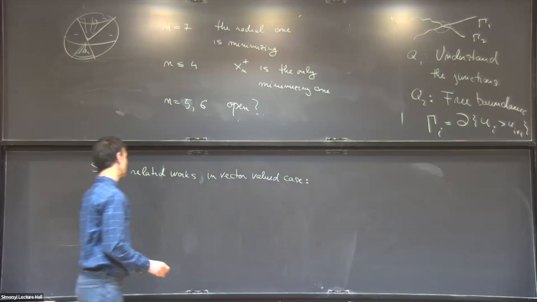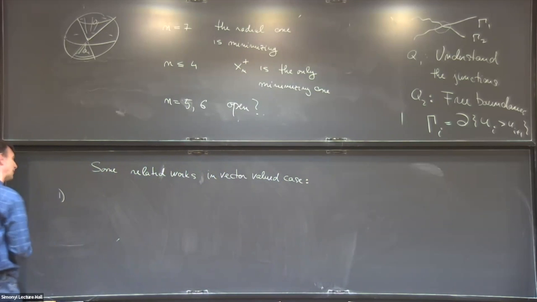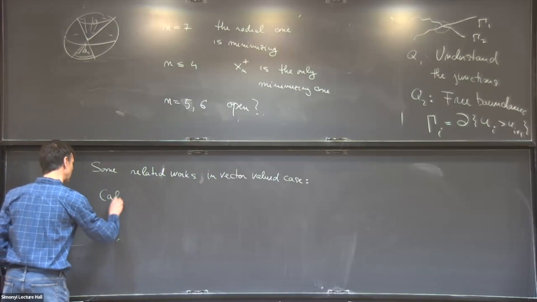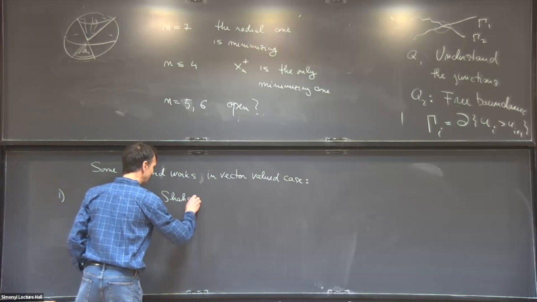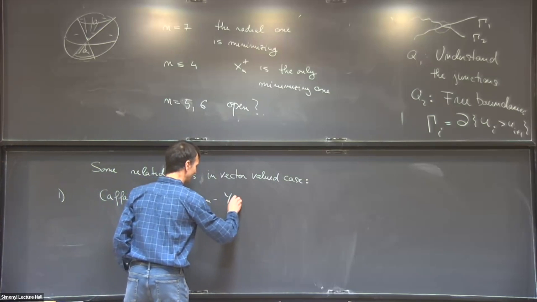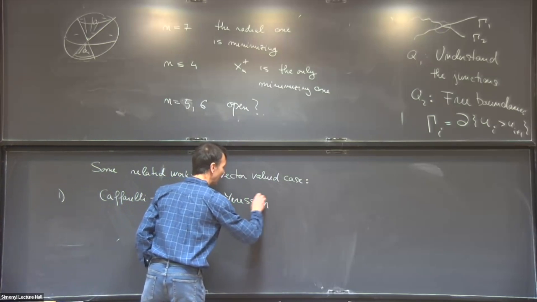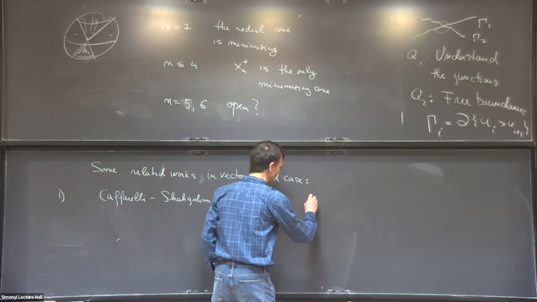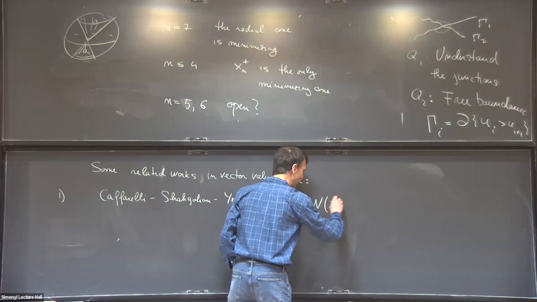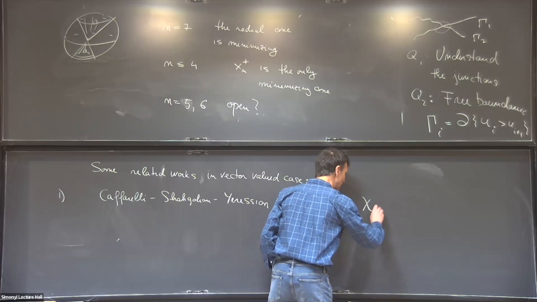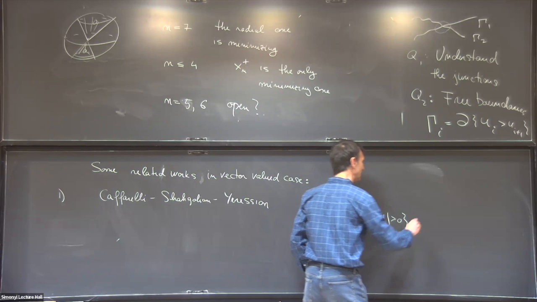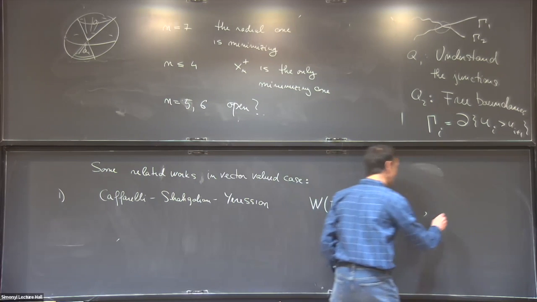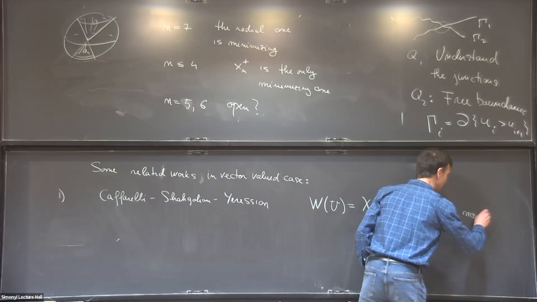There are some works from about 5-10 years ago, due to Caffarelli, Shahgholian, and Yeressian, in which they take the minimization problem with W of U being the characteristic function where capital U is positive, but no constraint. The u_i are not constrained.